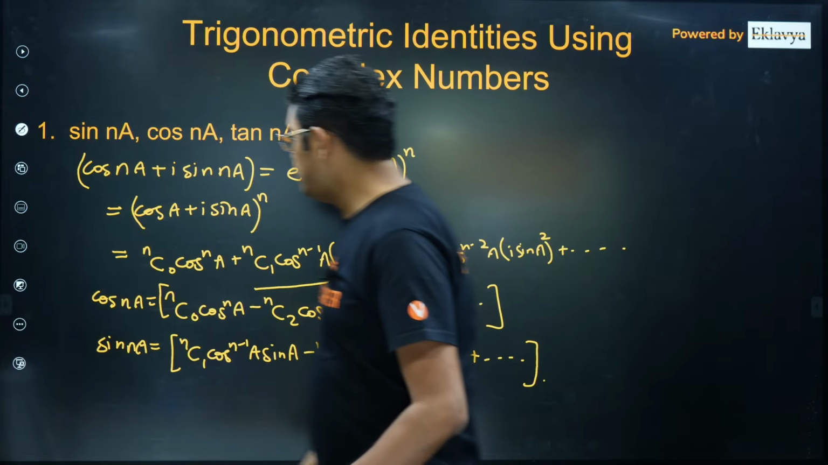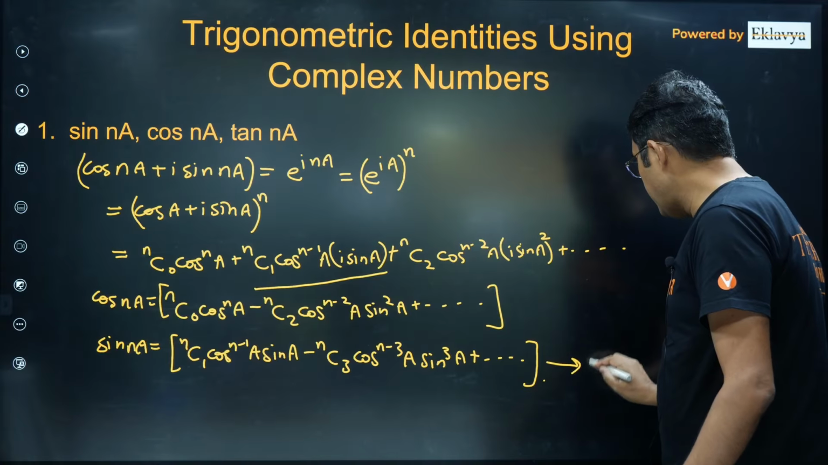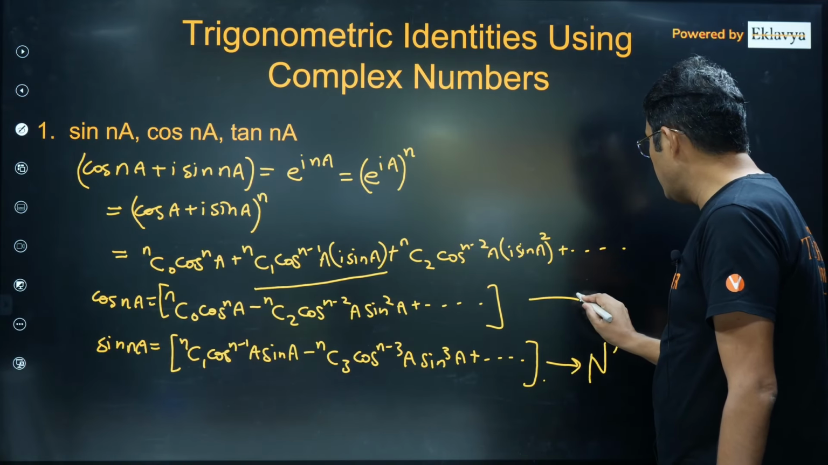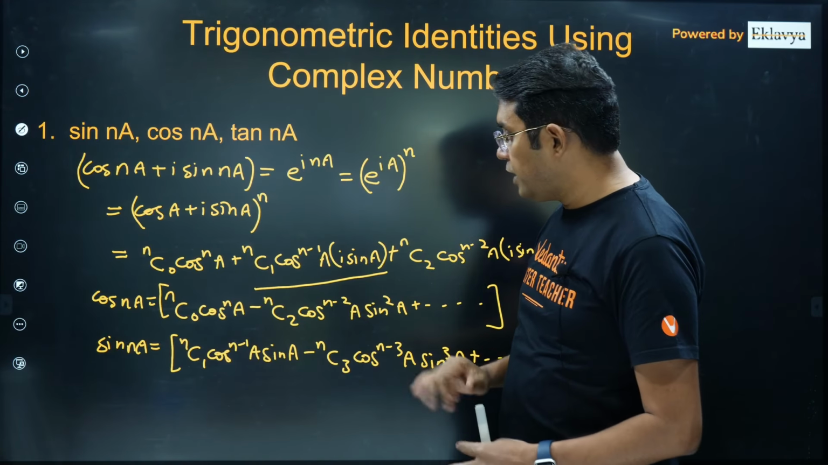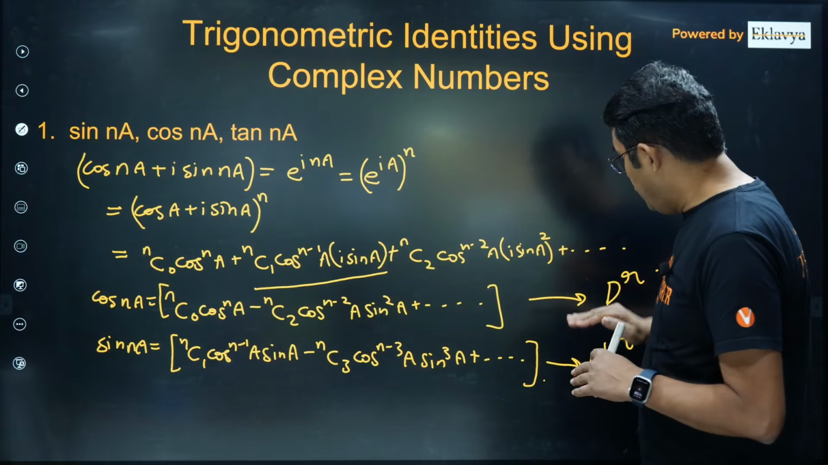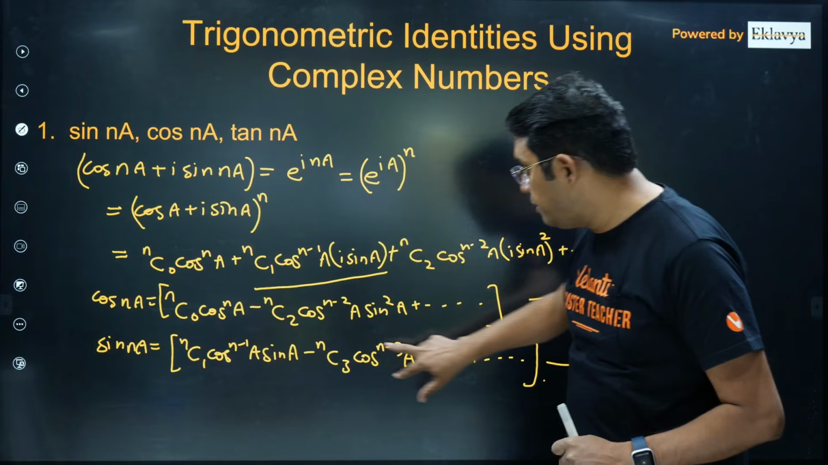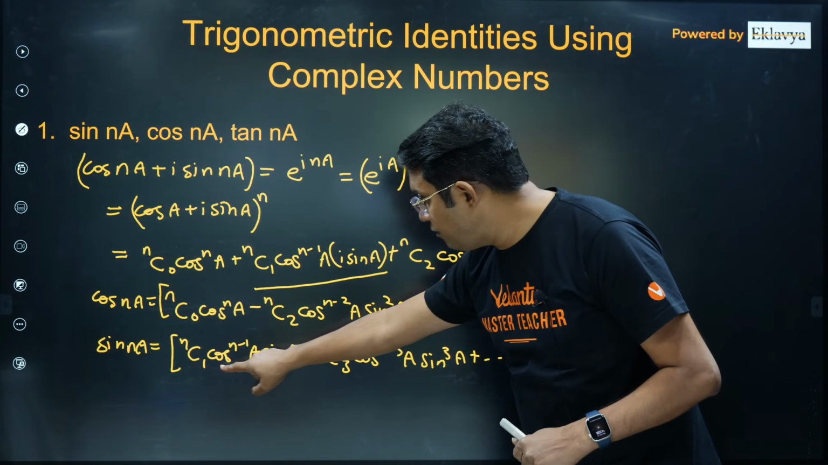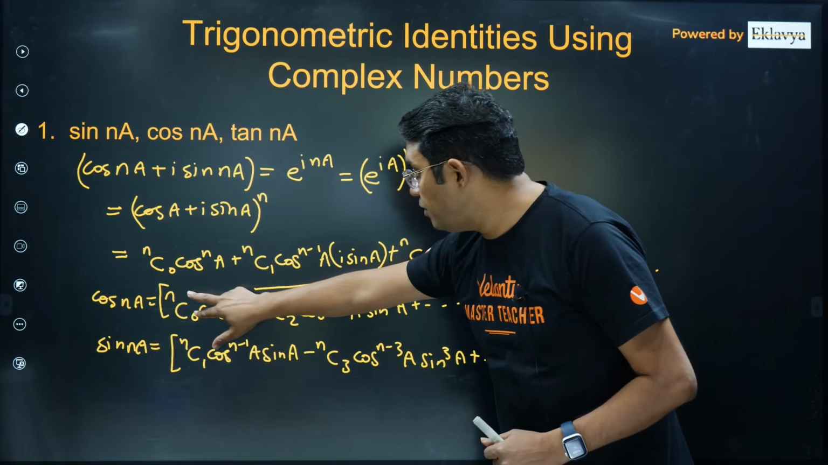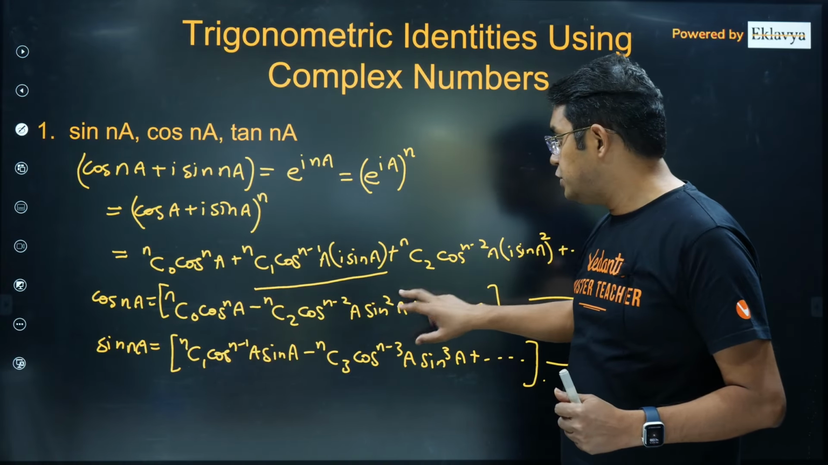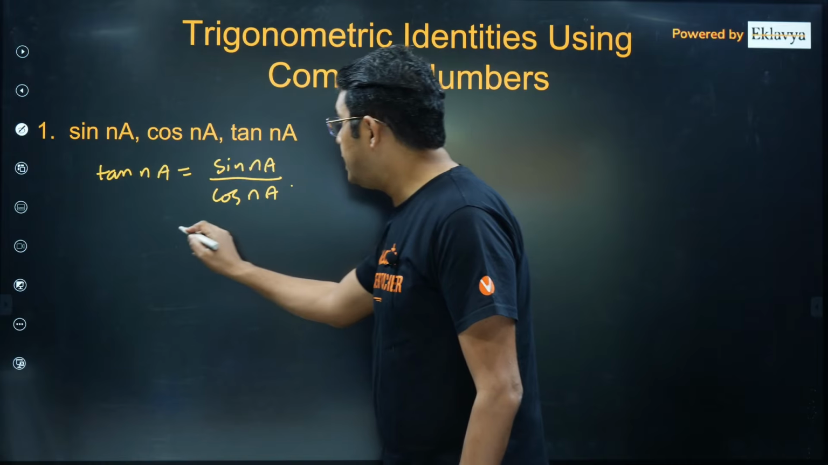Okay, now I will be using this sin nA and cos nA. This will go in the numerator and this will be going into the denominator. Now to write them easily, I will divide both numerator and denominator by cos raised to the power nA. If this is divided by cos raised to the power nA, here we will be getting tan A, here we will be getting tan cube A, here we will be getting just 1, here tan square A, and so on. So this is how this tan nA formula can be derived easily.